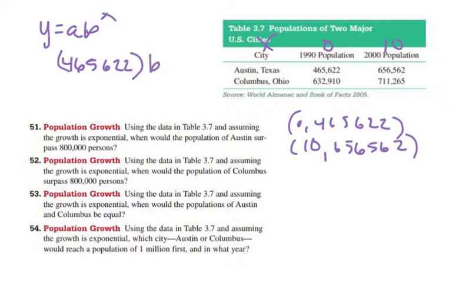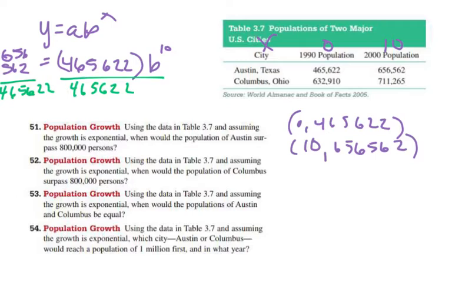And then our X is going to be 10, because we do have to talk about how it's growing over 10 years and not 1. And then at 10, it's going to be that other number, 656,562. And so we can work backwards in order to solve for B. So for instance, we can take 465,622 and divide it to both sides. And so that division leaves us with 1.401 as b to the 10th.